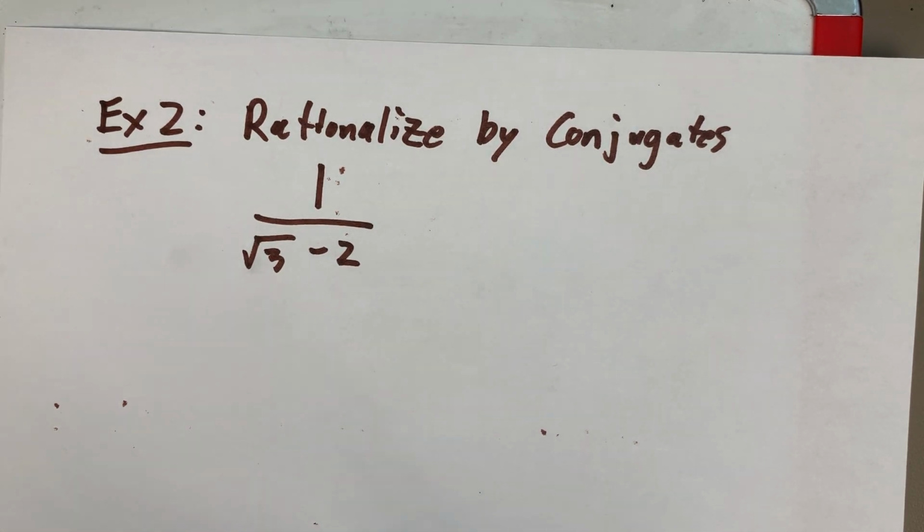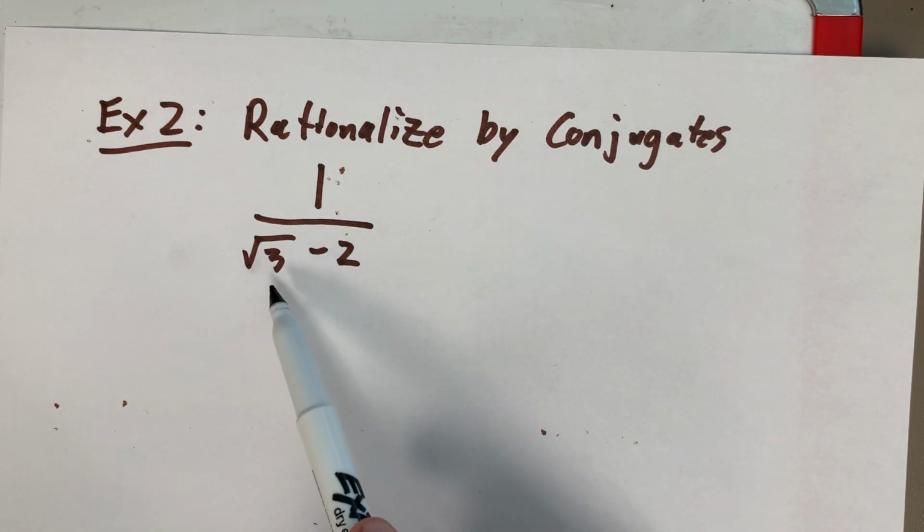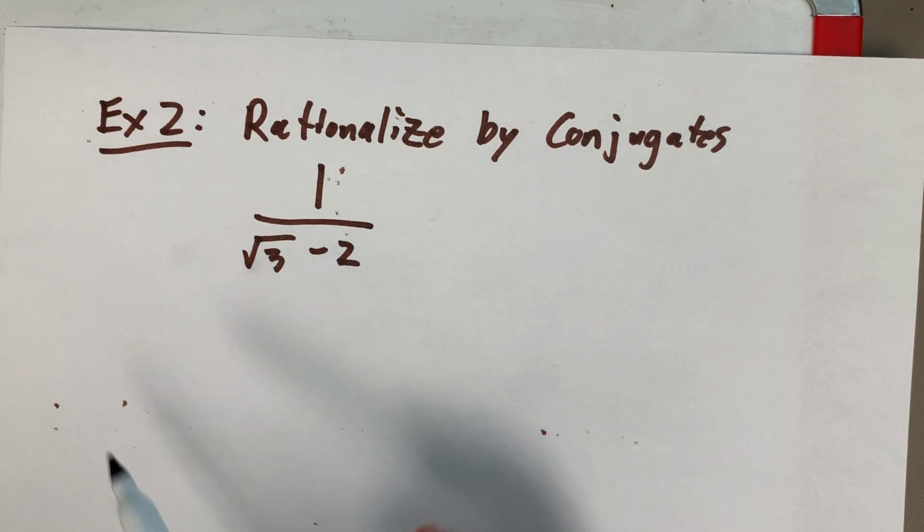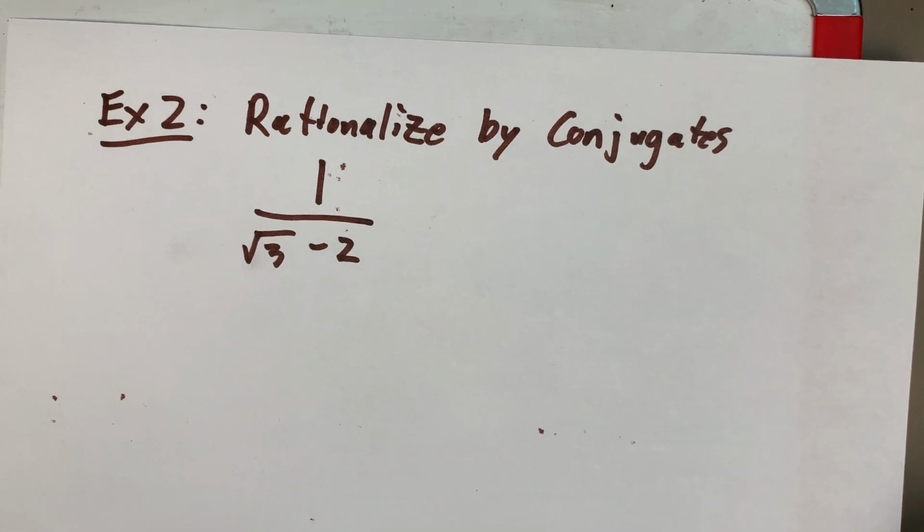All right, so we're moving on to example number 2 with rationalization by conjugates. So notice here we have 1 over radical 3 minus 2. So we have sums or differences of radicals in the denominator. So we have to use rationalization by conjugates using the difference of squares identity to get that radical out of the denominator. So how does this work?